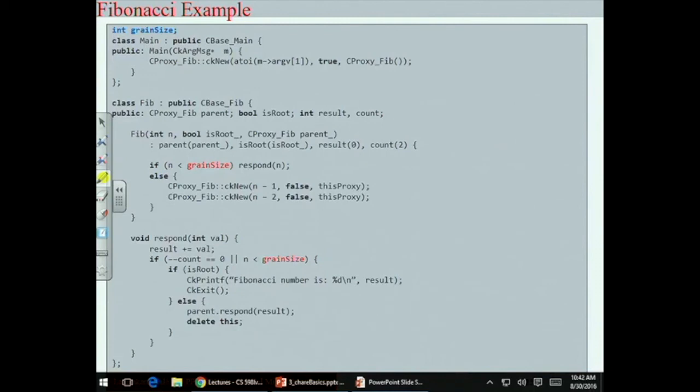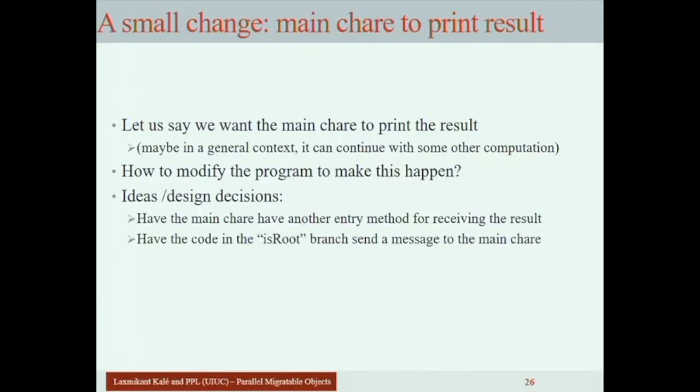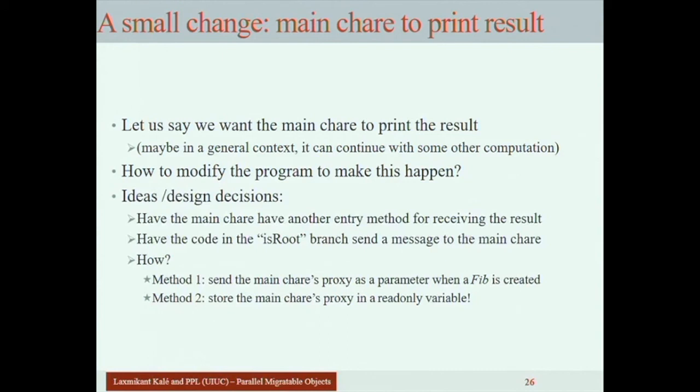The question is, what is this main? I need to have a proxy for the main object. How do I get a proxy for the main object? Maybe the fib constructor should be given the proxy for the main, but then when it recursively creates its children, they don't need it. Or maybe I need to create two different types of fib chares, one that is called from the root and one from not the root, because the constructor for one of them will have the additional parameter. But you can do something simpler than that. You can just put the proxy to the main object in a read-only variable. So what you do is store the main chare's proxy in a read-only variable.